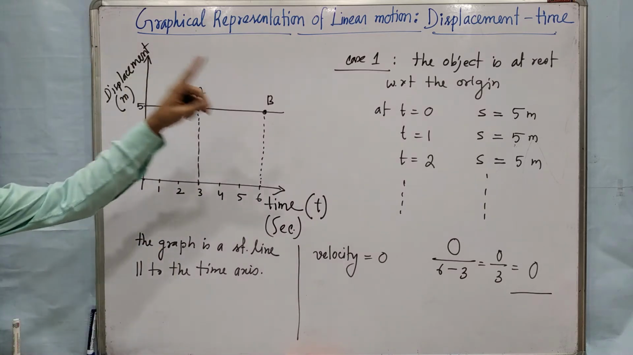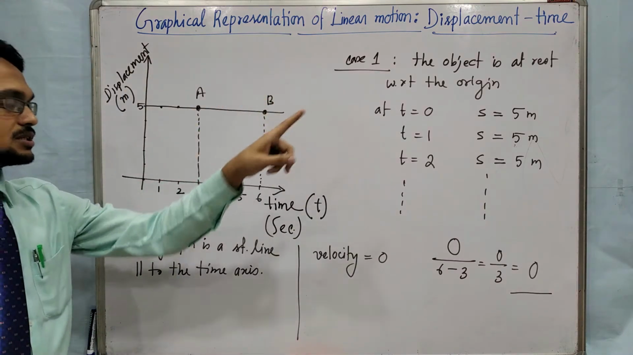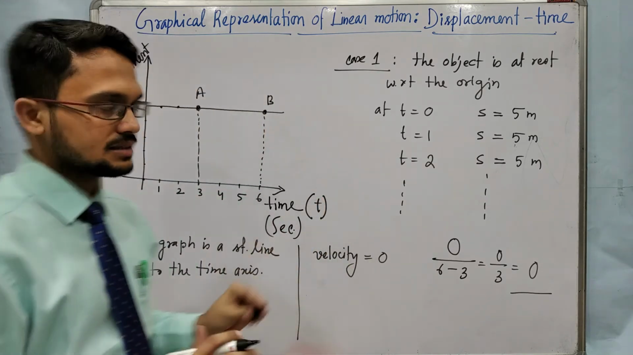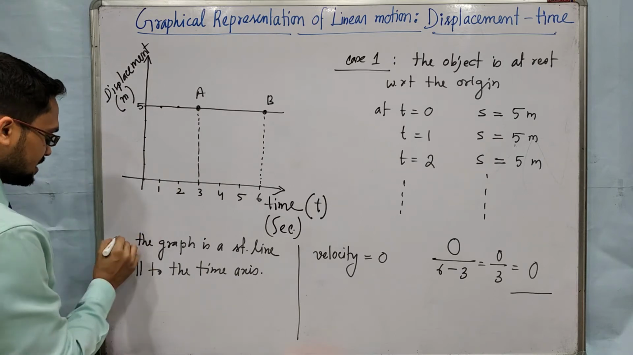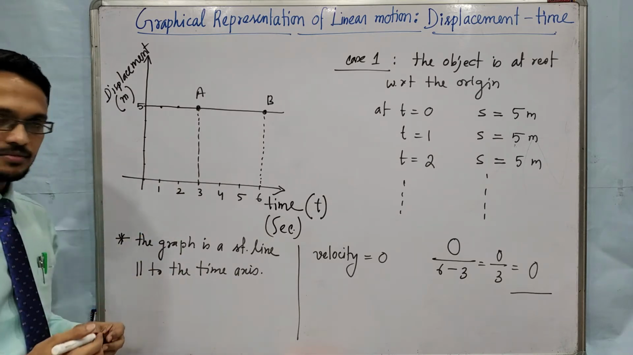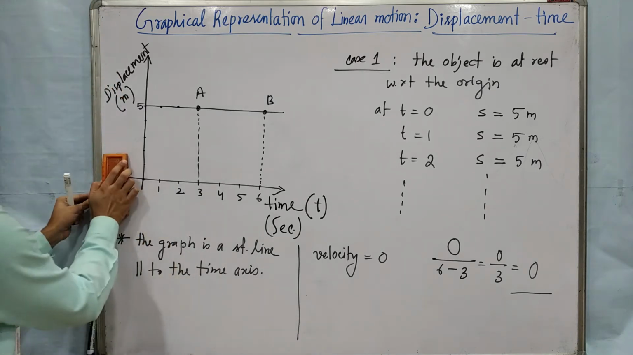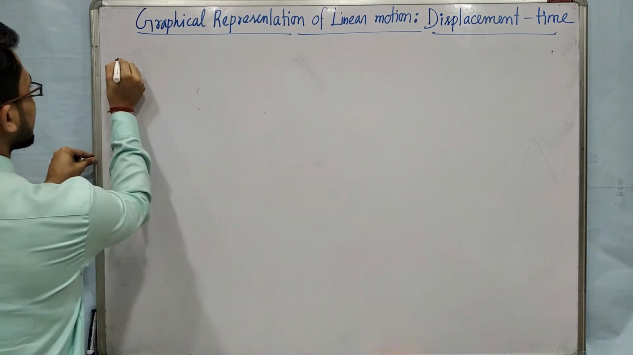So if the object is at rest with respect to origin, the velocity of the object will be 0. Understand? This will be the graph. This is the expression of the graph. Okay. This is first case. Now come to second case. I am erasing this.